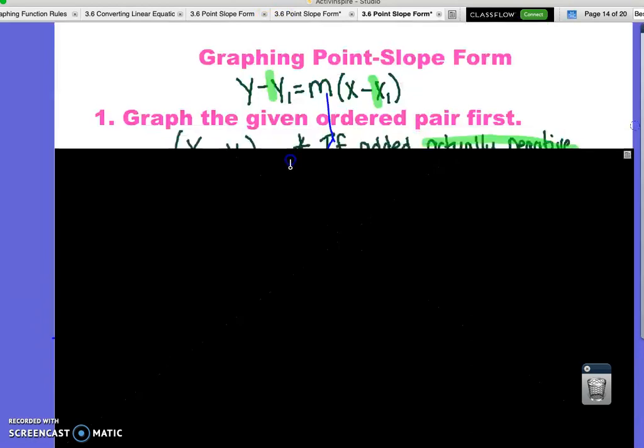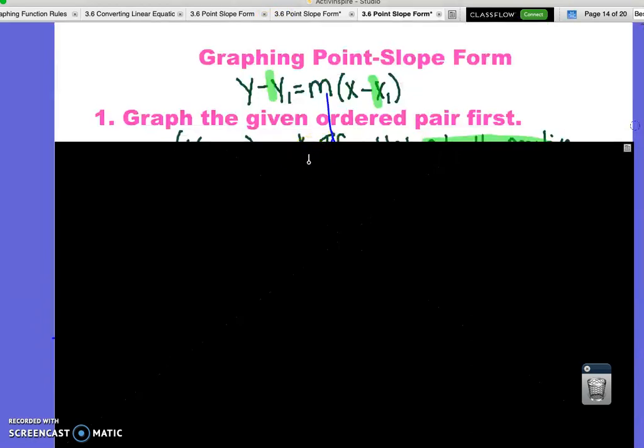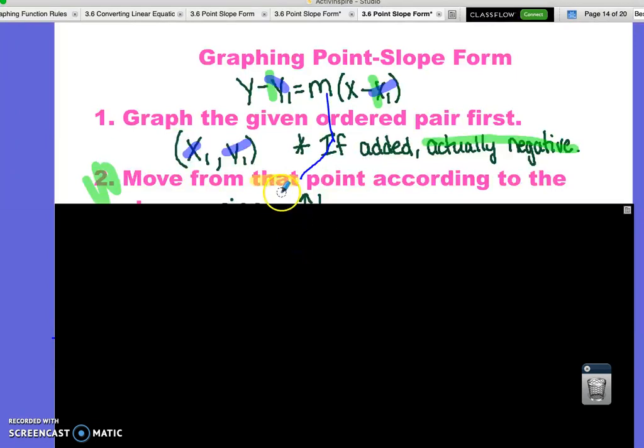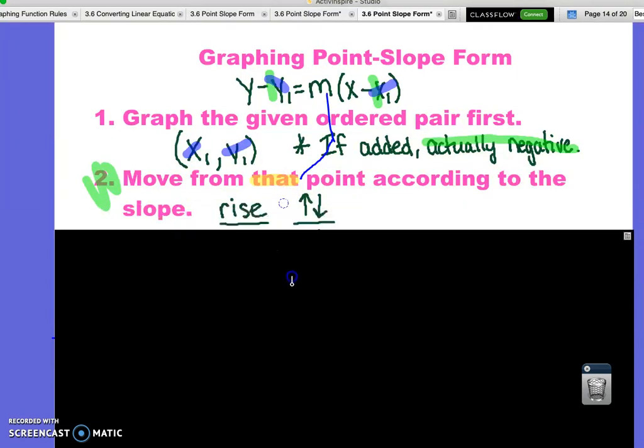All right, so let's do a few, first, the directions. Graphing point slope form, again, here is your point slope form. Y minus the y point coordinate equals m, or the slope, times the quantity x minus the x point. Here again, this x goes here, this y goes here. If it's adding, you have to remember that it's actually negative. So you're going to graph the given ordered pair, and then you're going to move from that point, don't forget that point, according to the slope.